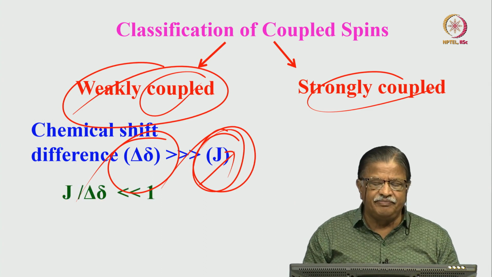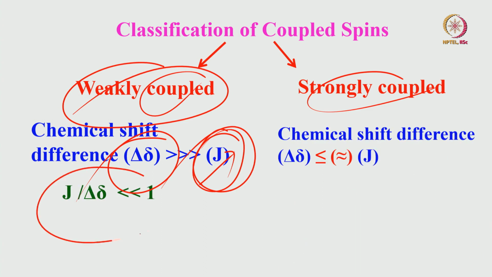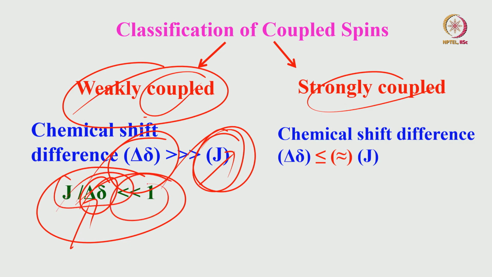Of course, we can find out the condition for weakly coupled. J by delta should be extremely smaller than 1, very much smaller than 1. That means the separation is large. When this separation is very large, then J by delta is very small, of the order of 0.01 or 0.001. The smaller this value, the more weakly coupled the spins are.